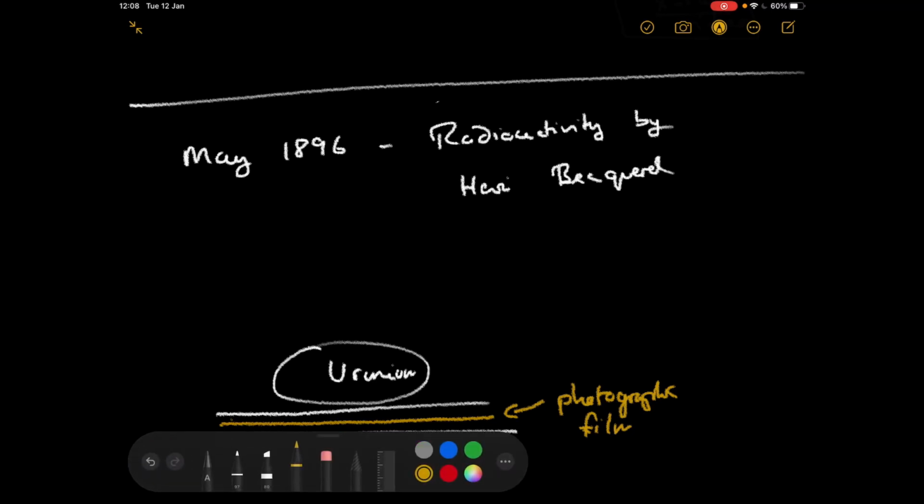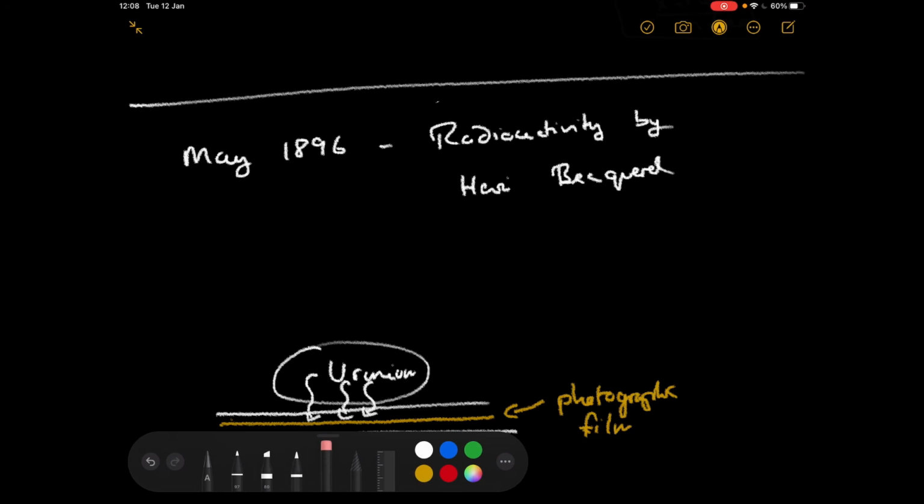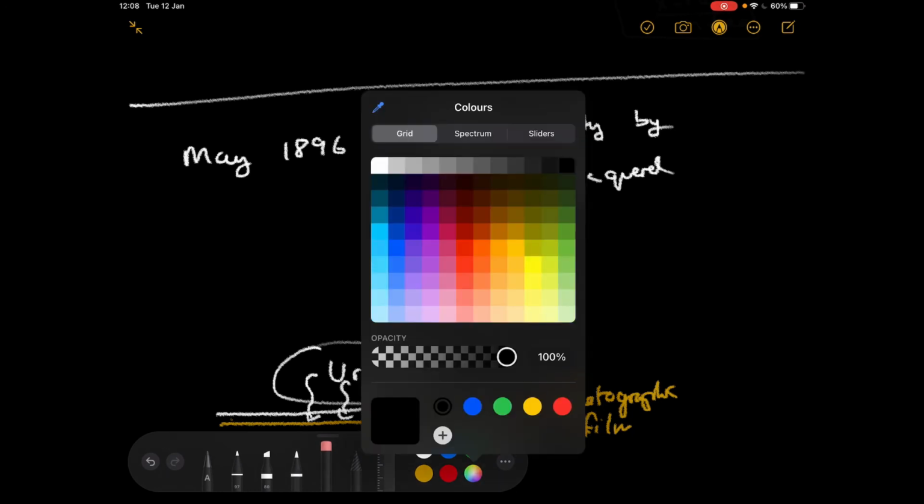So something was coming out from the uranium and causing it to darken.